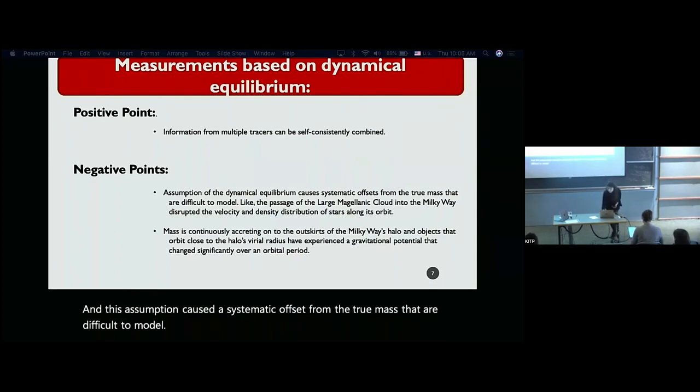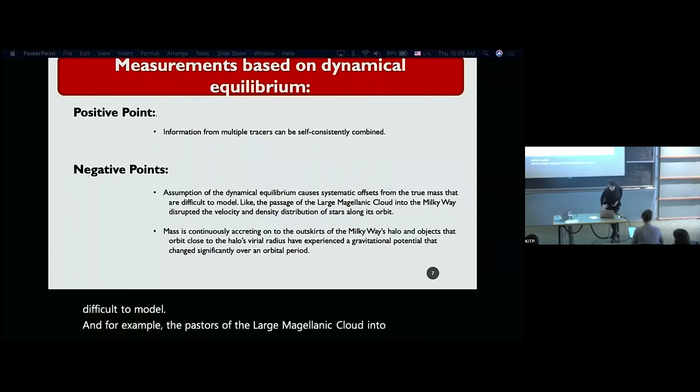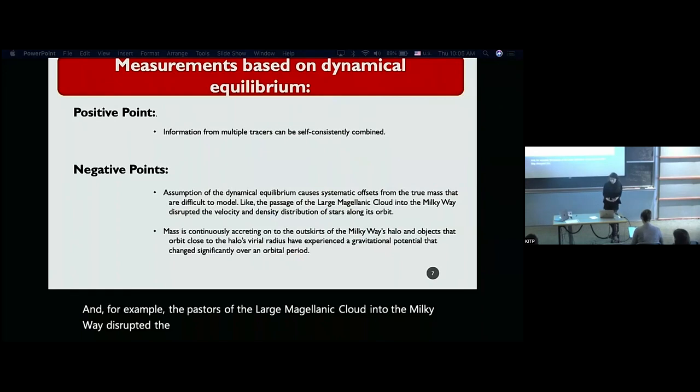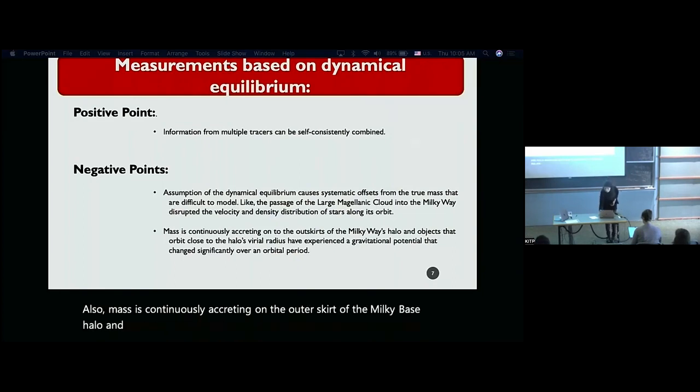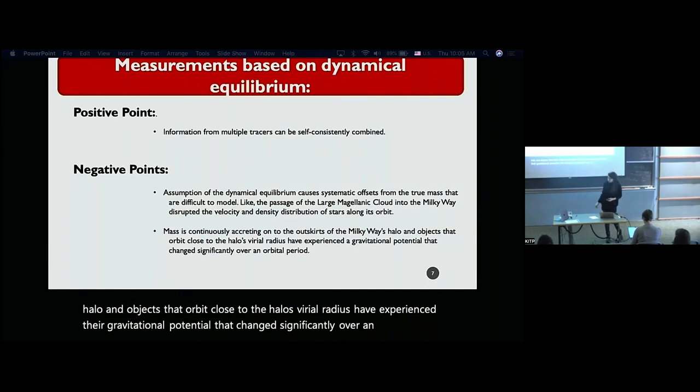For example, the passage of the Large Magellanic Cloud into the Milky Way disrupted the velocity and density distribution of stars along its orbit. Also, mass is continuously accreting on the outer skirt of the Milky Way's halo, and objects that orbit close to the halo's virial radius have experienced a gravitational potential that changed significantly over an orbital period.